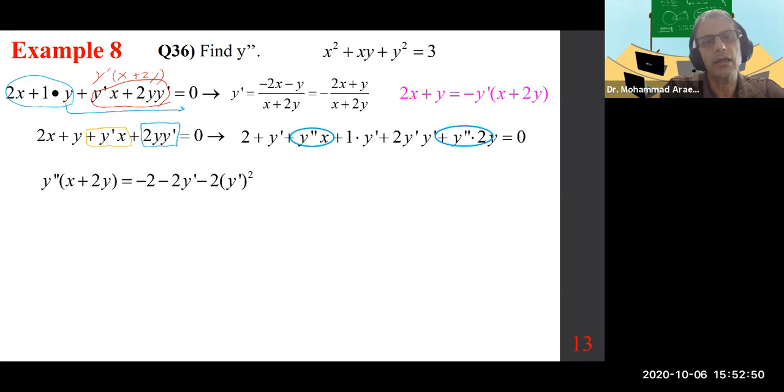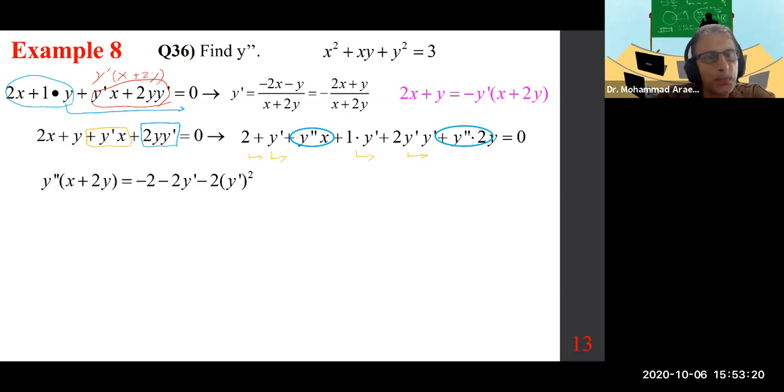Take a look. 2 goes to the other side. Y prime goes to the other side. This one, and everything takes a negative sign on the other side. I'm just showing you the algebraic technique. You should be having an easy time with that. So what happens now? Y double prime is the right side divided by x plus 2y.